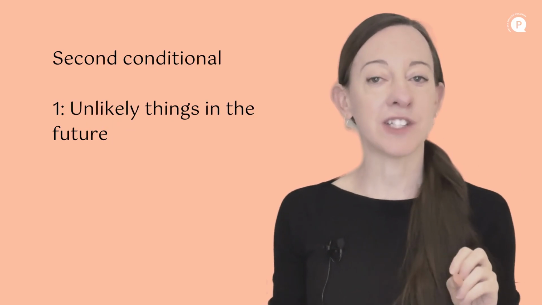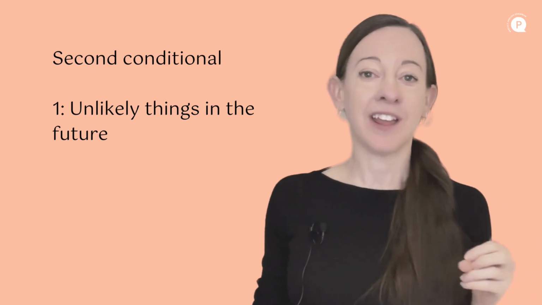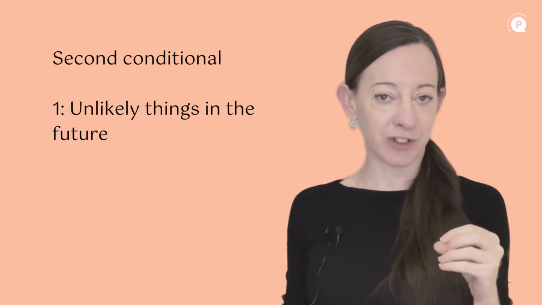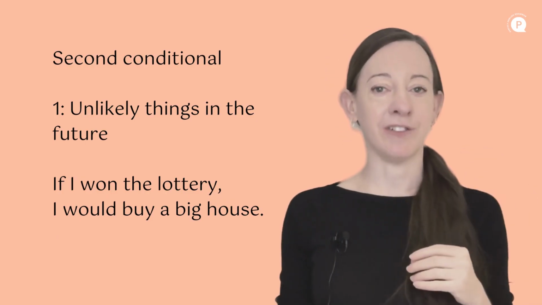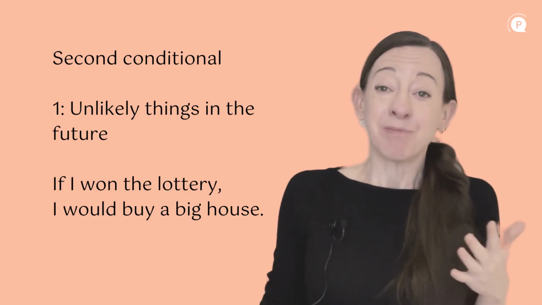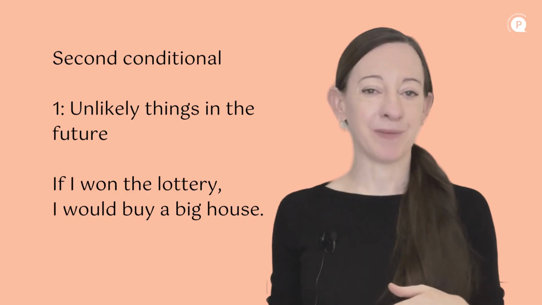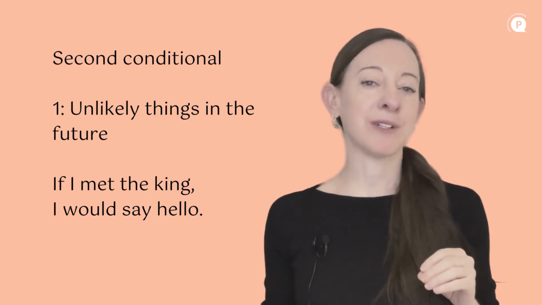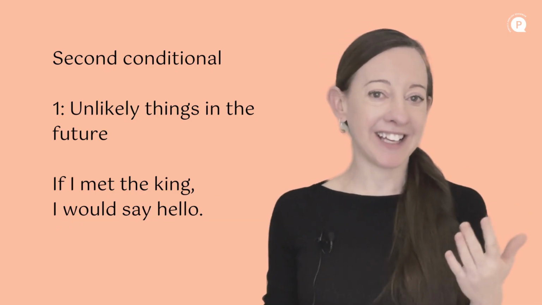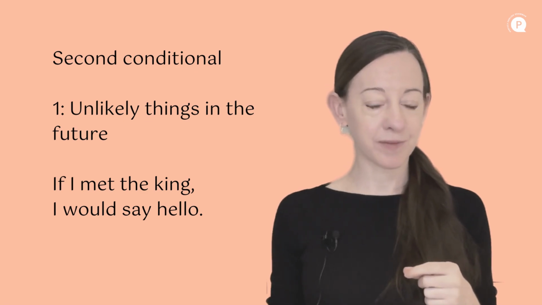First, we can use it to talk about things in the future that are probably not going to be true. If I won the lottery, I would buy a big house. Probably I won't win the lottery. If I met the king, I would say hello. It's unlikely I'm going to meet the king.